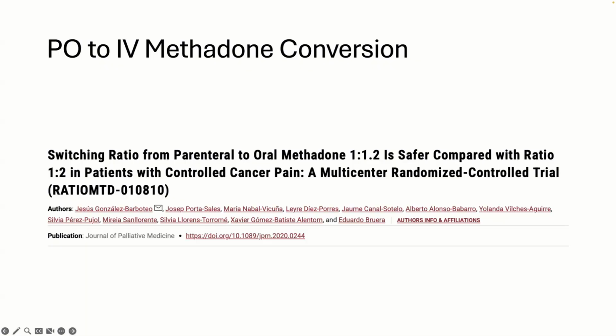Again, just highlighting here that this study specifically looked at IV to PO, whereas we will often be dealing with converting from PO to IV. So using a 1 to 2 ratio actually is the more conservative ratio when going from PO to IV.